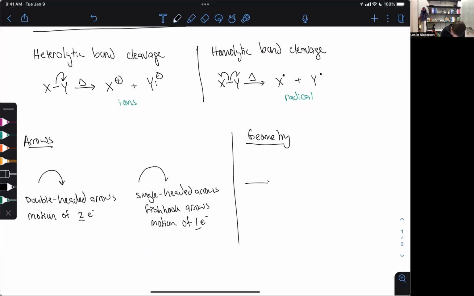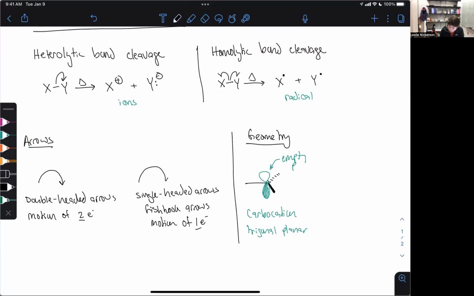Let's remind ourselves what the geometry of a carbocation looks like, because it's probably a little closer in that direction. Okay, so for a carbocation, we have something that's trigonal planar, and we have our empty p orbital. That empty p orbital is perpendicular to all of the CC bonds, just a flat, empty p orbital sticking straight up.